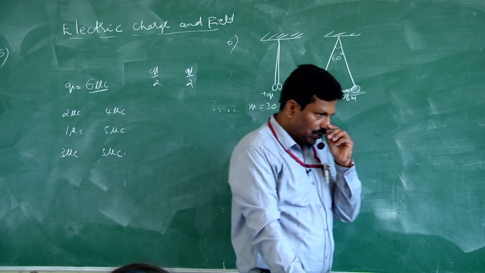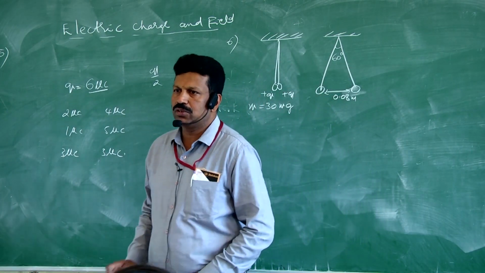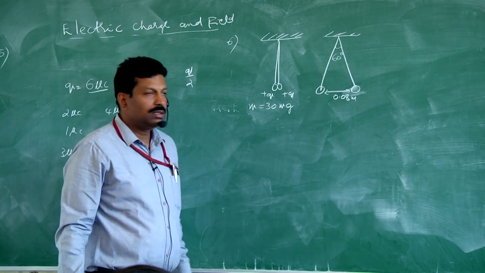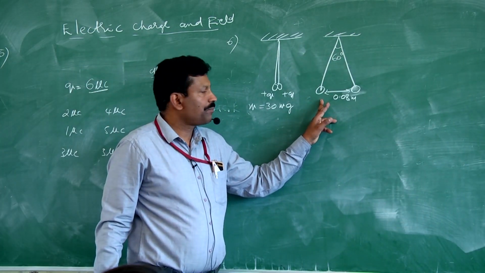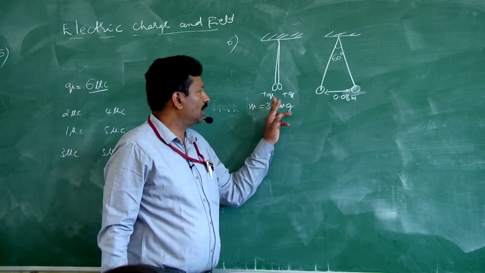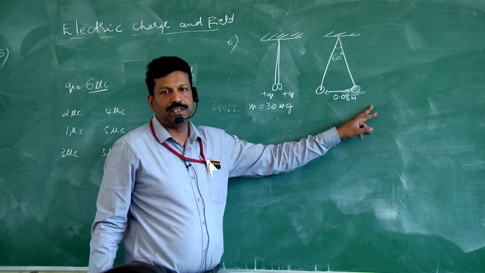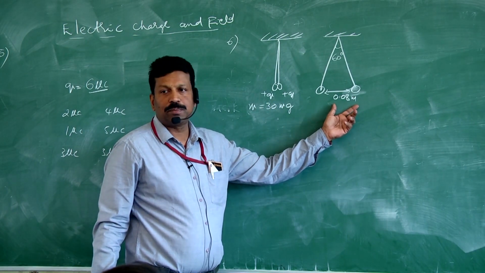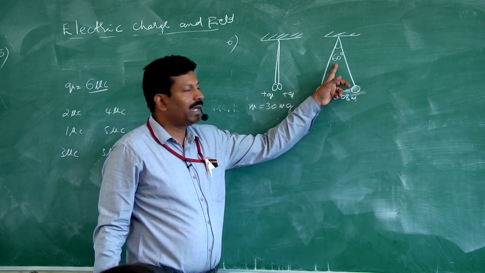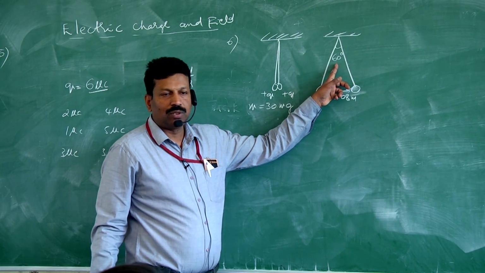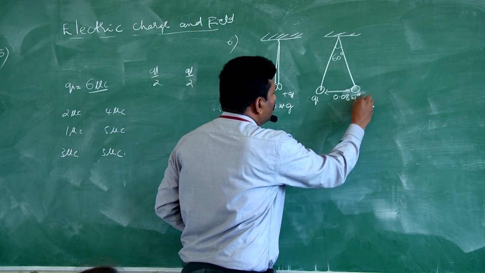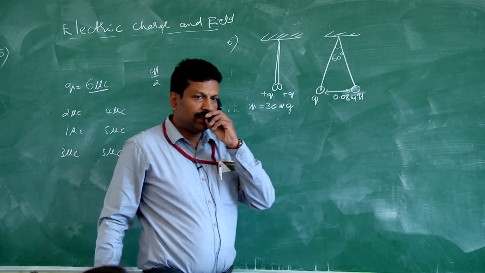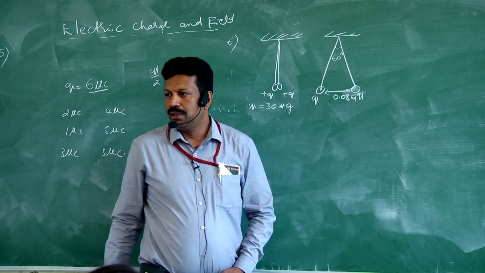So this is an application of forces between two charges. Initially the two pith balls are not charged. When you give them equal charge, they get separated. The distance of separation is given as 0.08 meters and the angle is 60 degrees. Now we have to find out what is the charge on each pith ball, right?